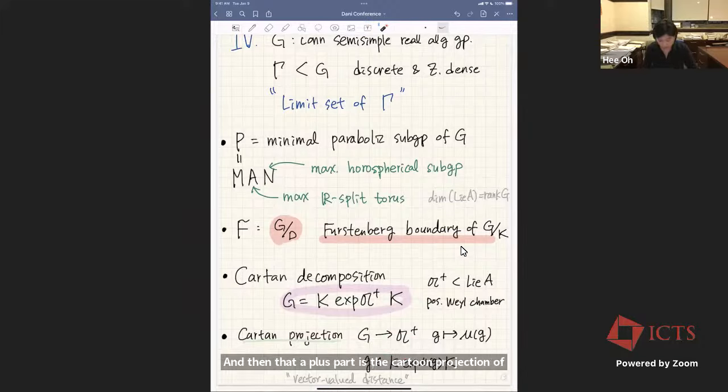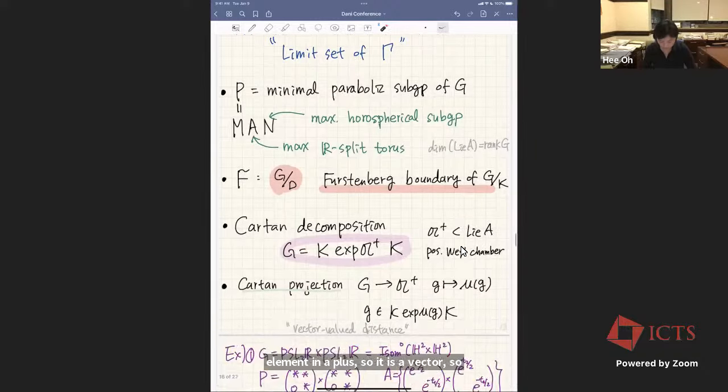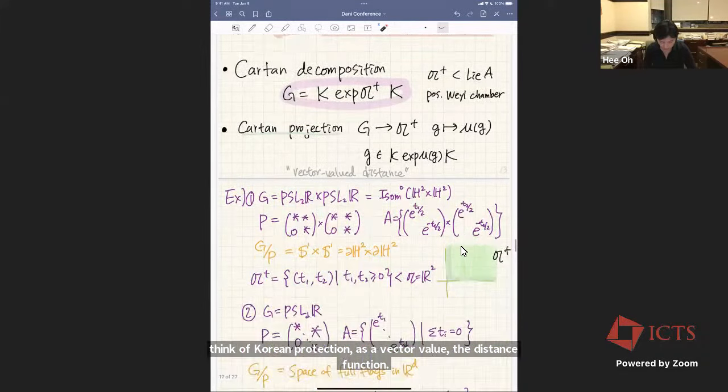In the rank 1 case, the Cartan projection is nothing but the distance from a point to K. So in the symmetric space G mod K, you can think of the distance between gK and K, and the Cartan projection is precisely this distance in the rank 1 case. In higher rank cases, we can think of the Cartan projection as some kind of vector valued distance. This is an element in A plus, so it is a vector. So we can think of the Cartan projection as a vector valued distance function. Again, here is the example.